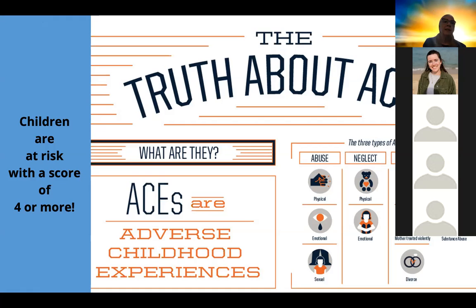So right from the scale, we can see that there are already children in our classrooms who are experiencing some form of adverse childhood experience, because many kids come from divorced homes. But what we would say is that children who have a score of 4 or more on the ACEs scale are really the ones who are at a higher risk.